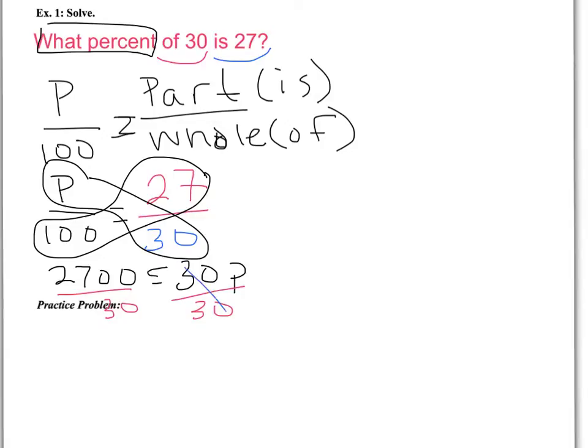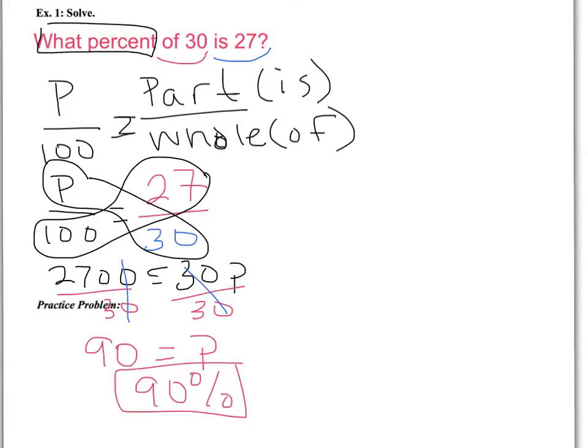Sorry, I'm running out of room here. If I take off a 0 from each number, I just have to know that 3 goes into 27 9 times, and then I've got that extra 0. So 90 equals p. Our answer is 90%. Now hopefully you saved enough room on the right side of your notes page, because we're going to solve another problem to practice together.